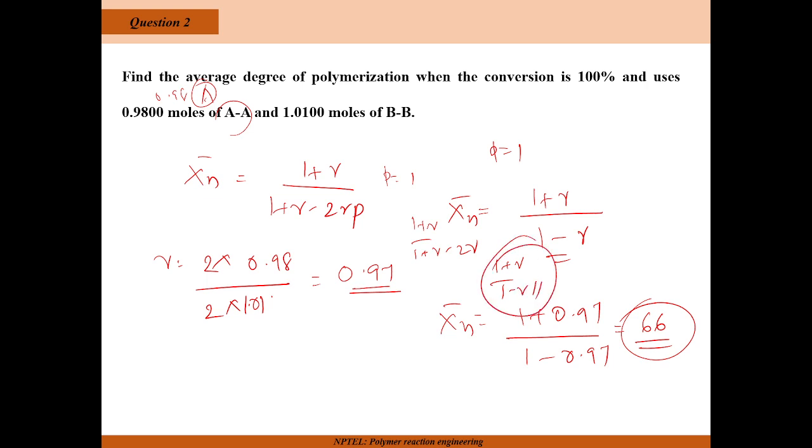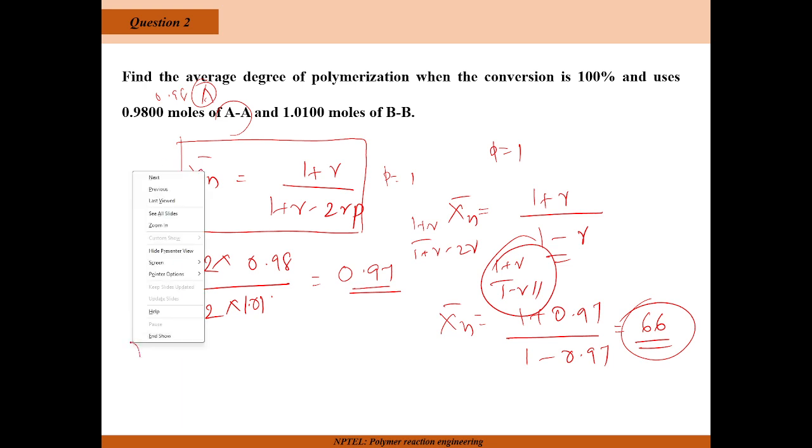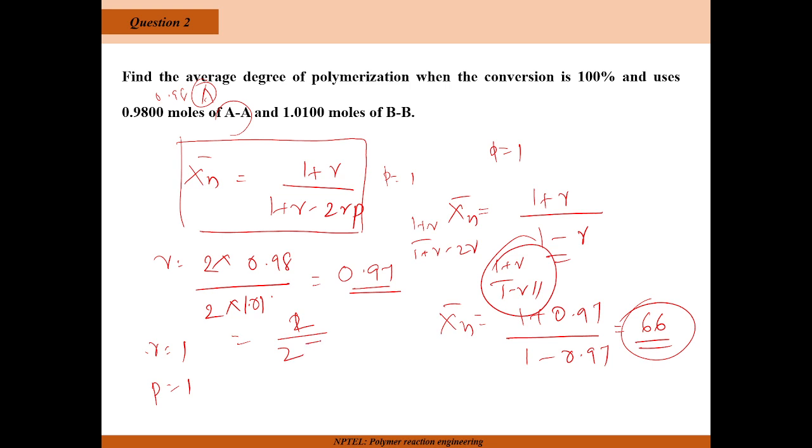But the earlier equation, in the previous question, is that also the same? Okay, I can explain the previous question. In the previous question, the first thing asked was to write this particular formula: what is the relationship between xn bar, r, and p? So this is the equation. Then we were supposed to write equations for two special cases, that is when r equals 1 and when p equals 1. When r equals 1, it will be 2 by (2 minus 2p).